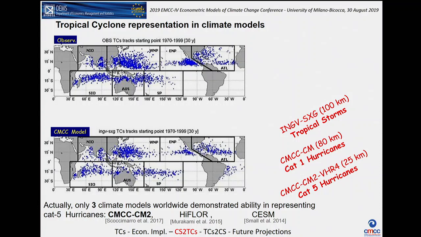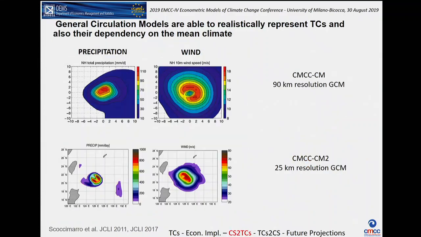This is mainly because we, and also many other groups, still have a warm bias over this region and a negative bias in the vertical shear over this region. But in general, we have the right number of storms in the main basins. Also, the representation of the structure is somehow realistic.